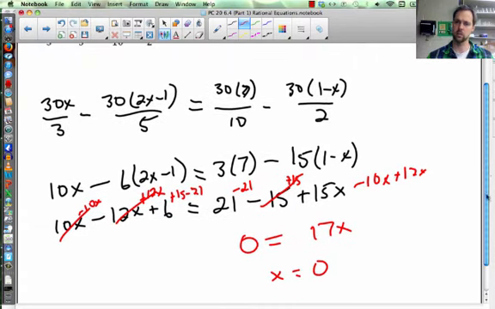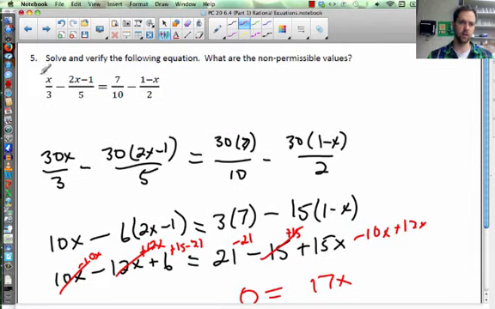Okay, well, let's see if we can verify. 0 over 3 is 0. Minus 2 times 0, which is 0, minus 1. So that leaves us with negative 1 over 5 equals 7 over 10 minus 1, and this is minus 0 over 2. So let's see if this is true.